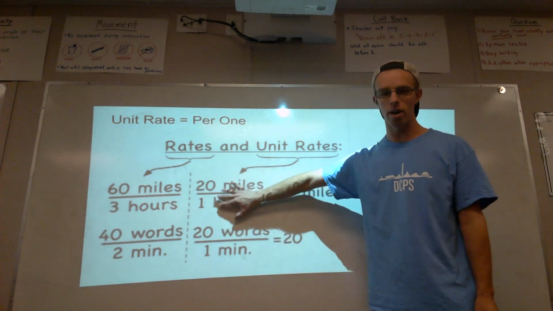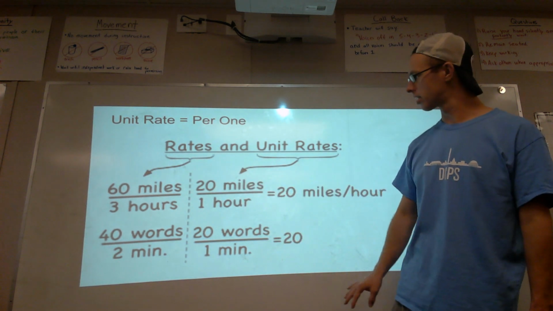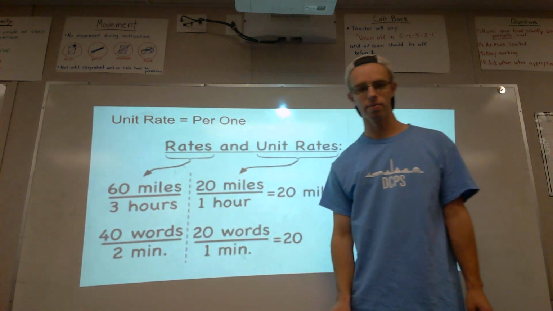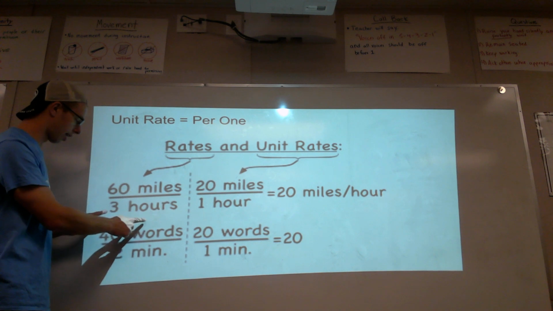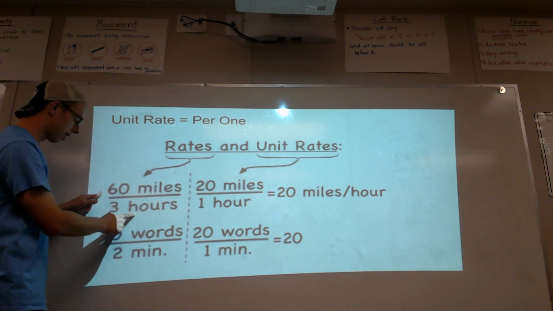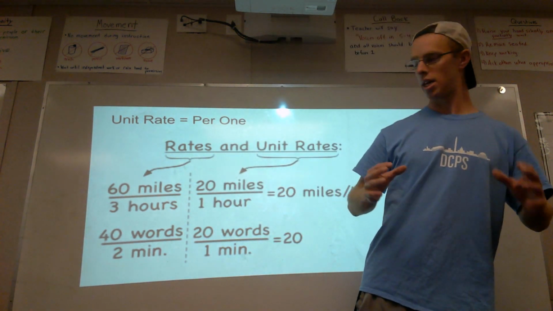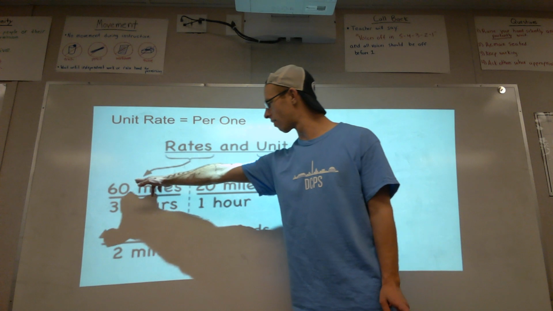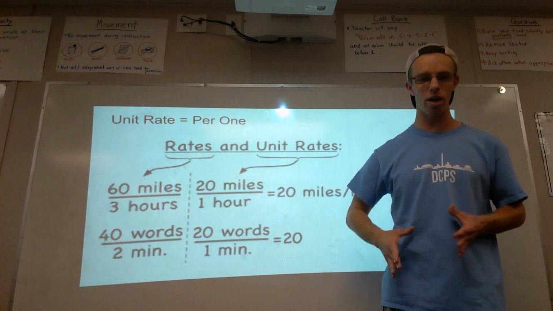So I want to make sure we're on the same page of what a unit rate is, and then we're going to calculate unit rates. So here we can see two examples where we start off with this fraction right here. I have 60 miles in 3 hours. Somebody drove 60 miles in 3 hours. And then in the next step, I just simplified that fraction. Well, 60 over 3 is really just 20 over 1.